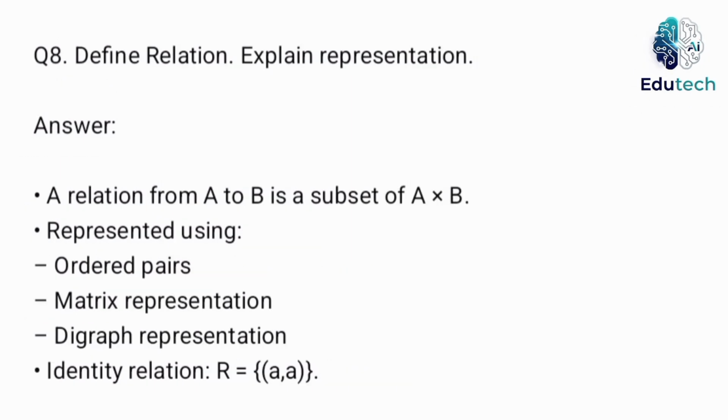Define relation. Explain representation. A relation from set A to set B is defined as a subset of the Cartesian product A cross B. It consists of ordered pairs (a, b), where a belongs to capital A and b belongs to capital B. Relations can be represented in different ways, such as listing ordered pairs, using a matrix representation, or drawing a directed graph, or digraph. The identity relation on a set contains all ordered pairs of the form (a, a).